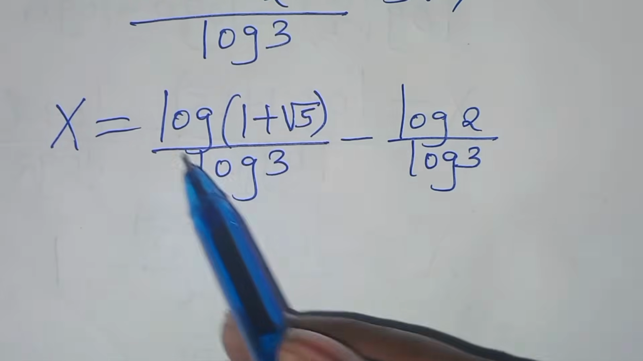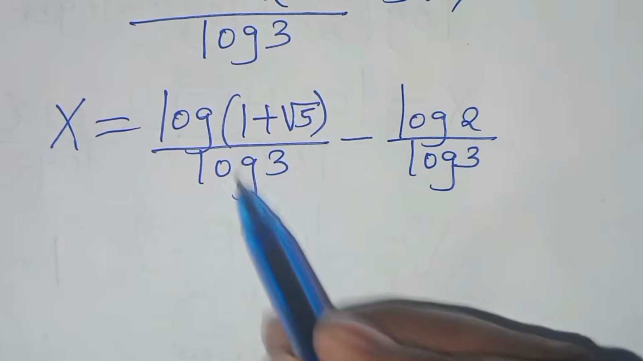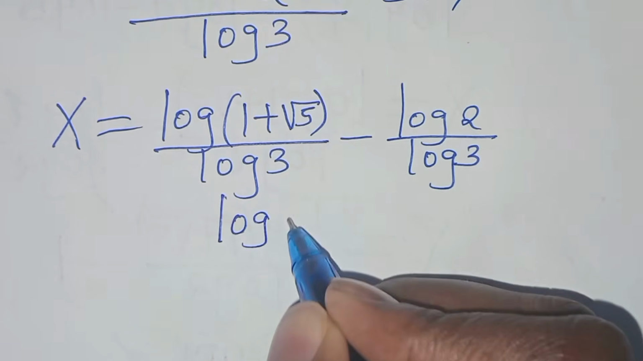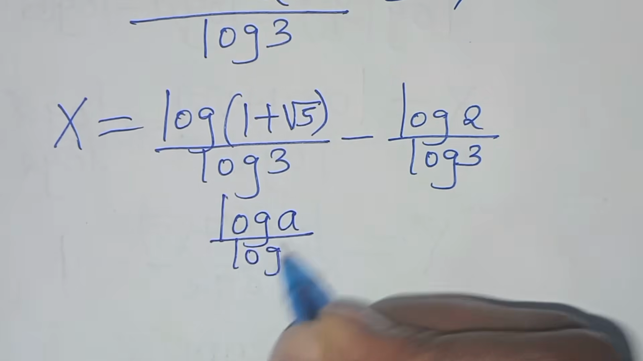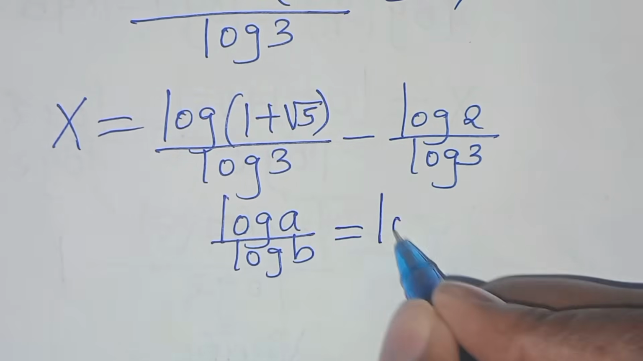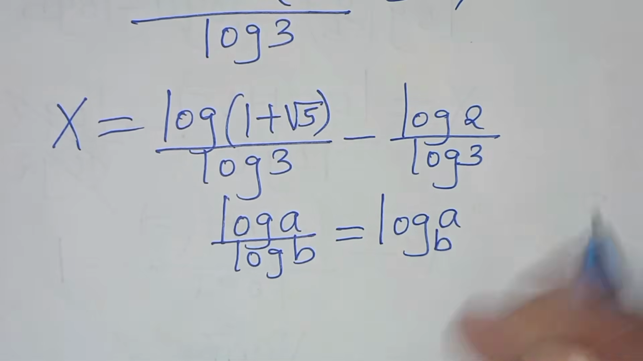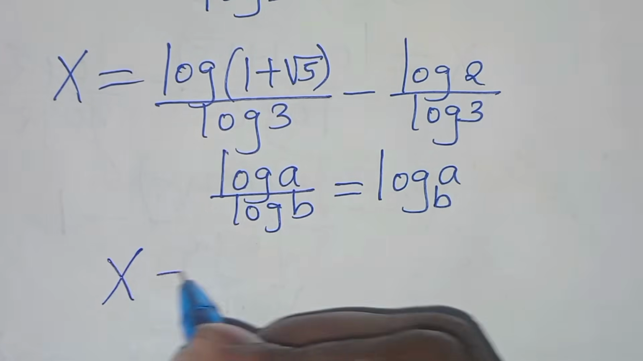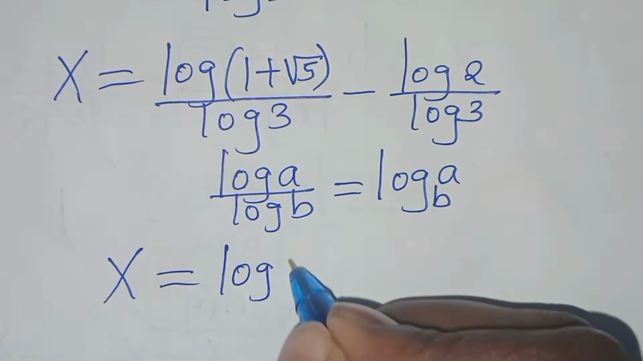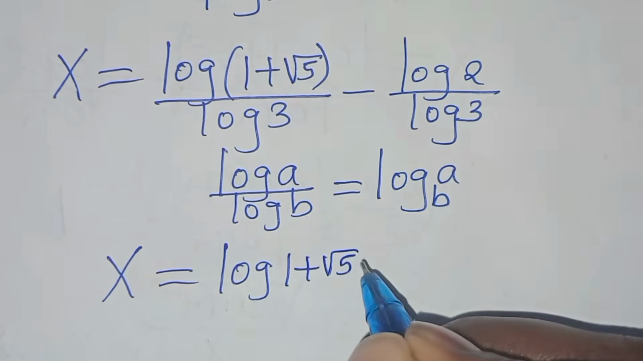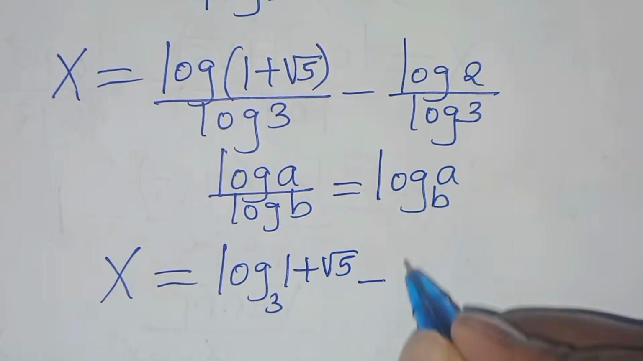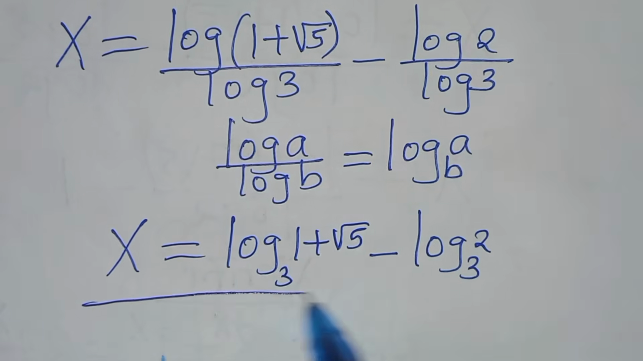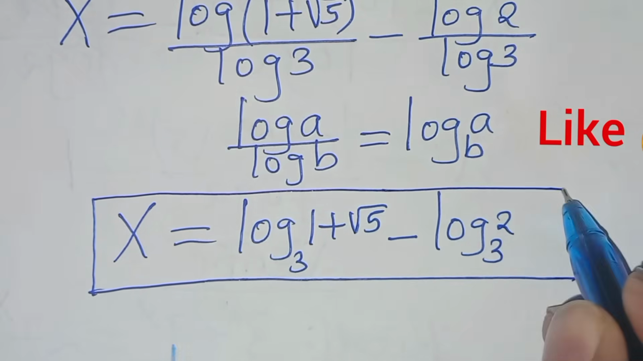The next step is that log of (1 plus square root of 5) over log 3 and log 2 over log 3 are in the form of log a over log b, which we can express as log a to base b. Applying this logarithm property, we have that x is equal to log of (1 plus square root of 5) to base 3, then subtract log 2 to base 3. So this is the value of x.